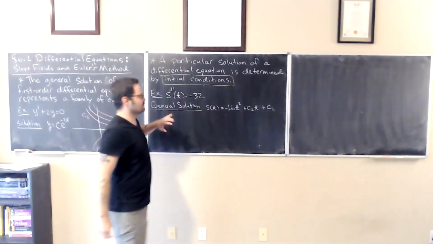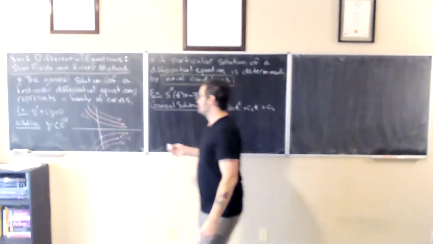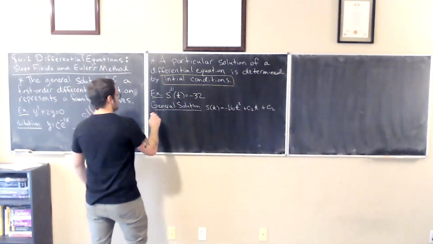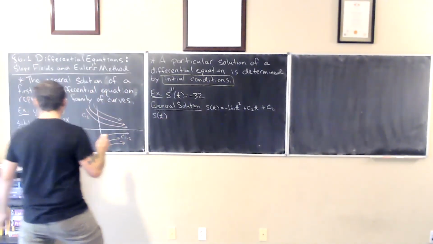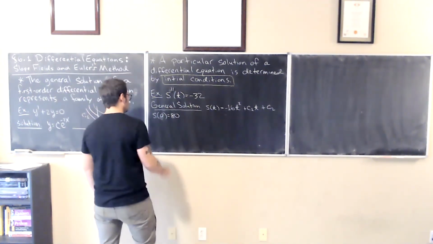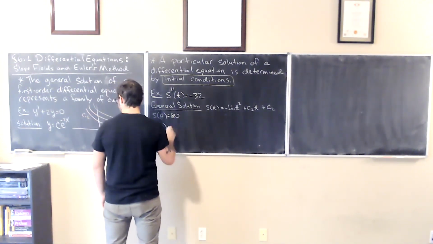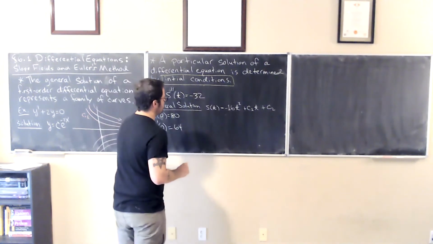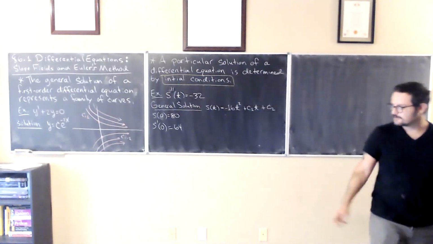But suppose we're measuring acceleration as negative 32 feet per second squared, but we also observe, with respect to time, that the distance at time equals 0 is equal to 80, and the velocity at time equals 0 is 64 feet per second. This is 32 feet per second squared. This is 64 feet per second.